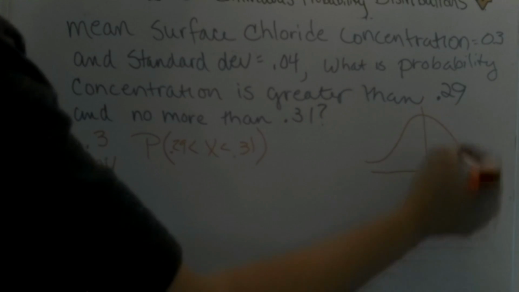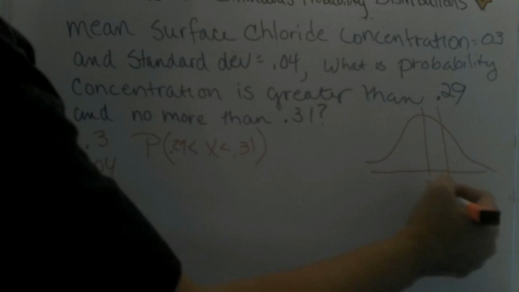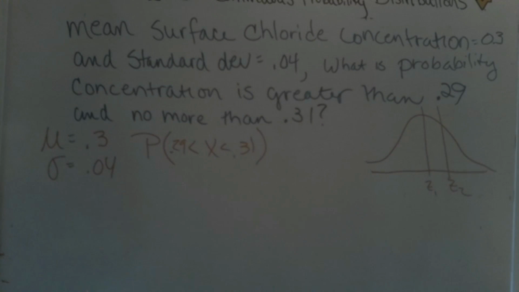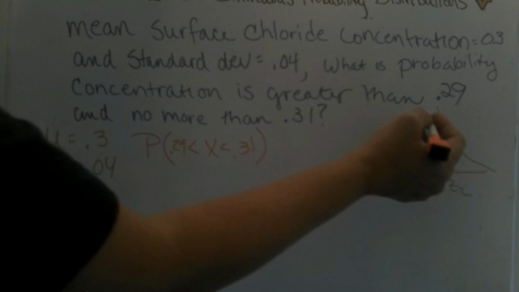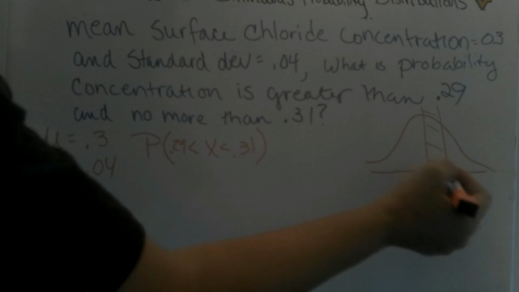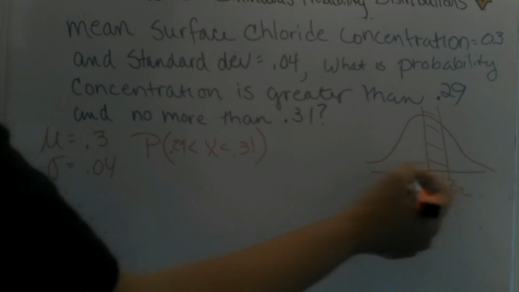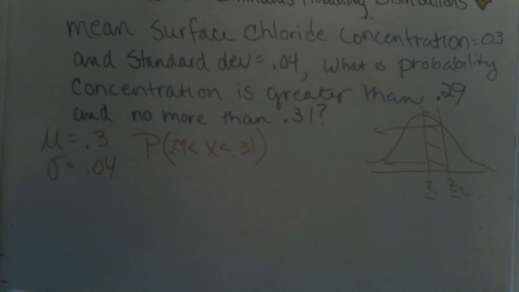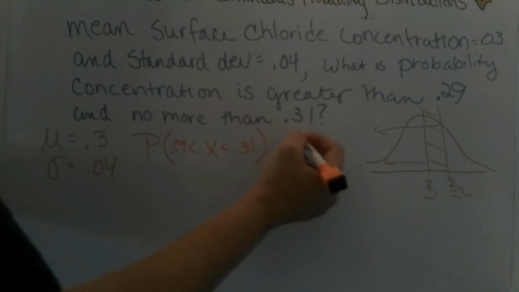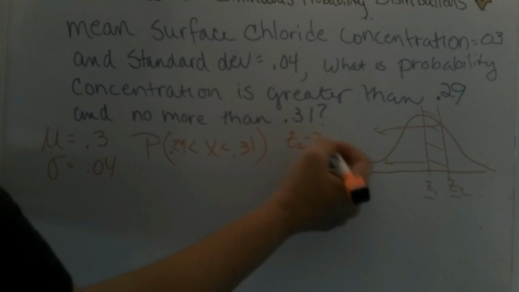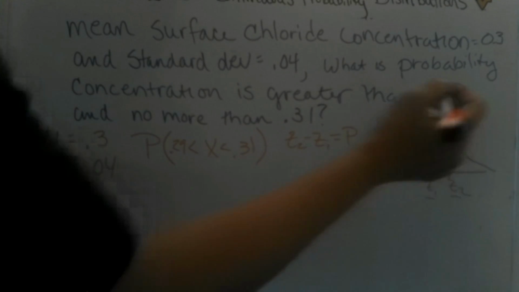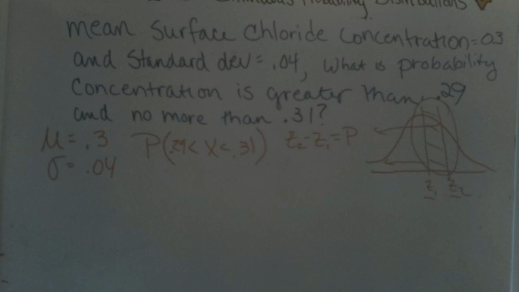We want z1 and z2, and they're going to be somewhere on this graph. We'll find out where they are in a few minutes. But we're looking for the probability that they're between these 2 points. Because these read to the left, if we subtract the small one from the big one, z2 minus z1, that's going to give us the probability of this gap, this area between the two.